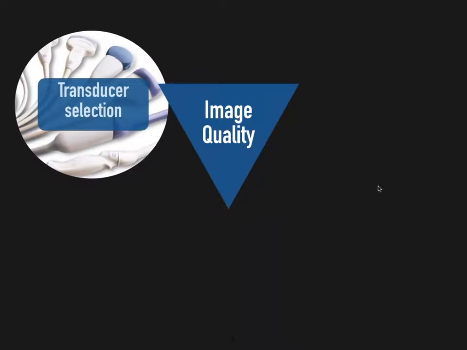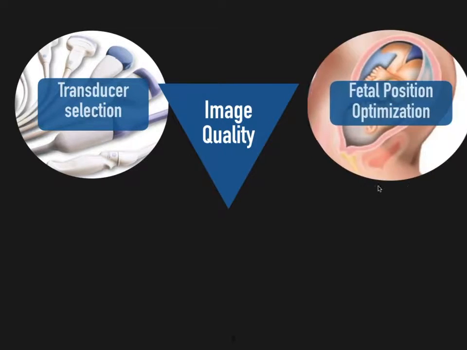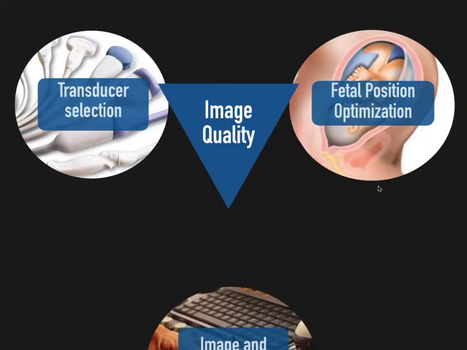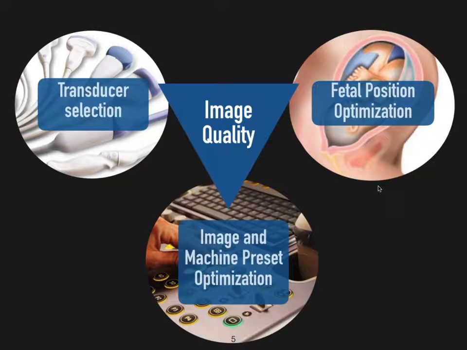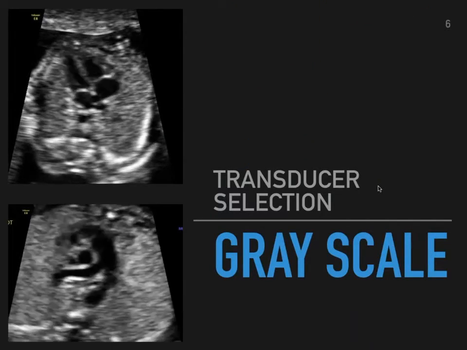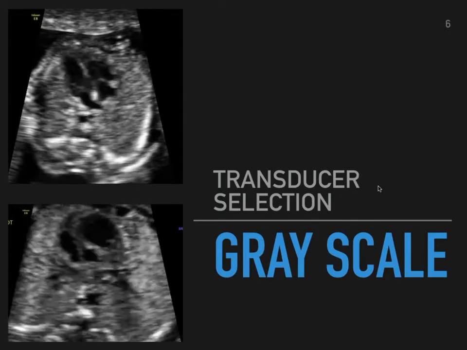Here are the three main key factors that contribute to quality imaging. First, transducer selection, so just understanding the various probes utilized in fetal cardiac imaging. Second, fetal position optimization, an optimal approach to positioning the fetus in the uterine cavity, especially with challenging maternal body habitus. And third, image and machine preset optimization, so just understanding your key functions and how they make a big impact on your imaging.